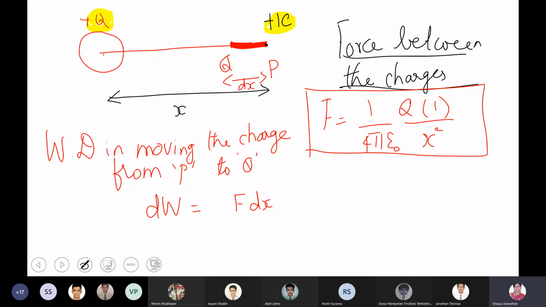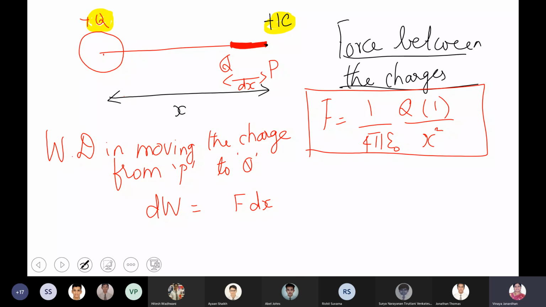Muzamil, Shamshul, Surya. No, just let me know. Can someone answer whether this work done is positive or negative? What is the condition for positive work? Abel?